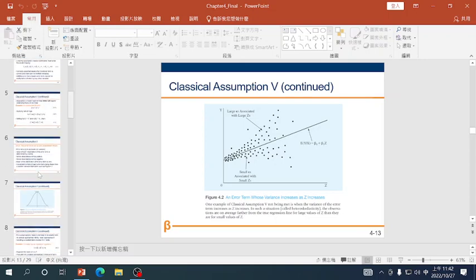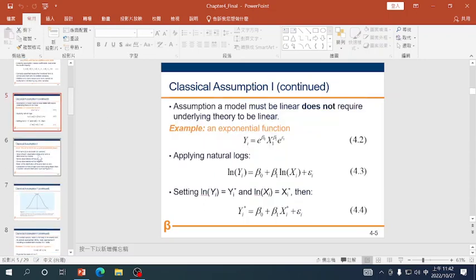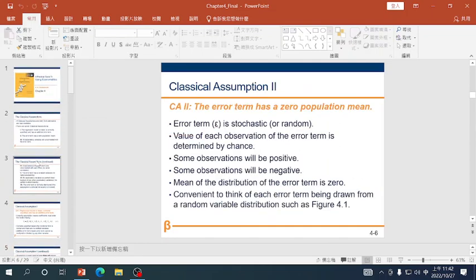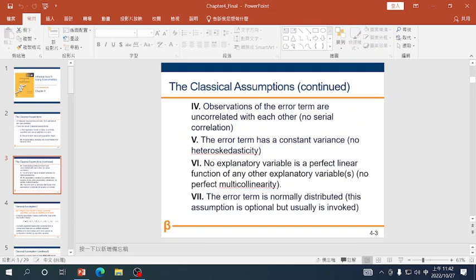Then what else? What are the assumptions? Okay, number 6. No explanatory variable is a perfect linear function of any other explanatory variables. I think now we can say something about this one. What do we mean by perfect linear function of any other explanatory variables?